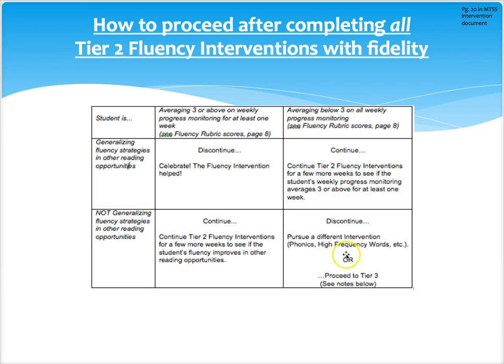And finally, what if they aren't generalizing and they aren't scoring at a 3 or above? You might want to pursue a different intervention, whether it's phonics, high frequency words, or you will need to proceed to Tier 3. This would be a team decision, and you might want to discuss the student's strengths and opportunities for improvement.